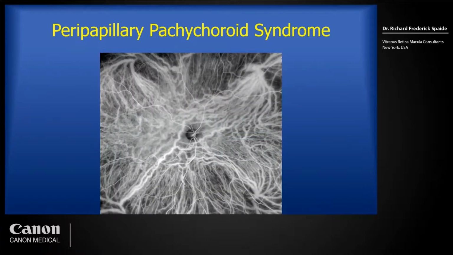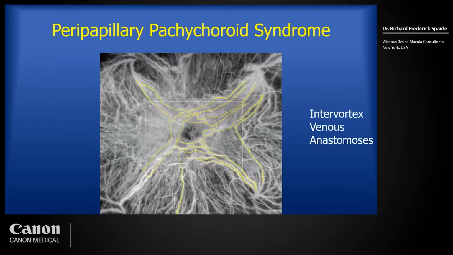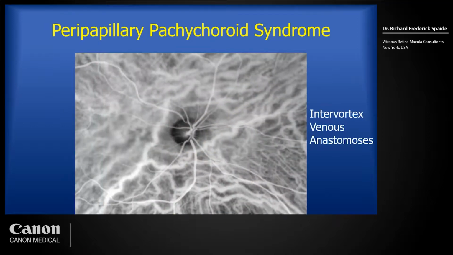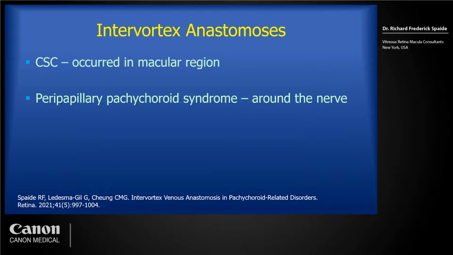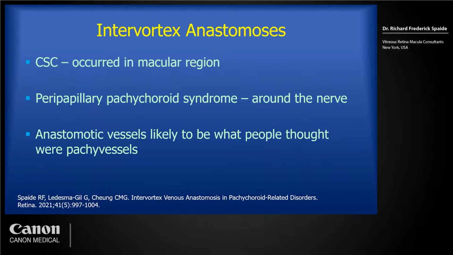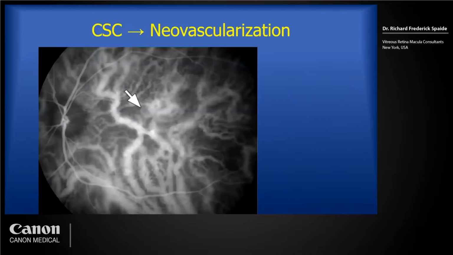Here's an eye with peripapillary pachychoroid syndrome. Note the enormous number of anastomotic blood vessels that seem to congregate mostly around the optic nerve. They're highlighted in yellow in this picture, and here's an enlargement of those vessels. So the intervortex venous anastomoses occur in central serous predominantly in the macular region and in peripapillary pachychoroid syndrome around the nerve. The anastomotic vessels, I think, are likely to be what people thought were pachyvessels.